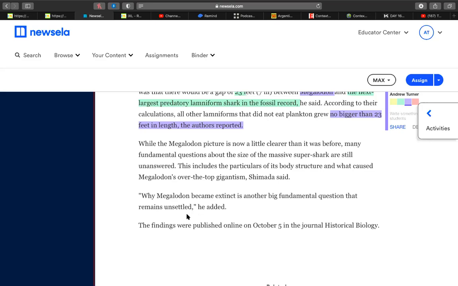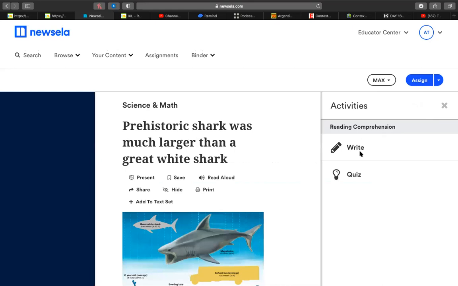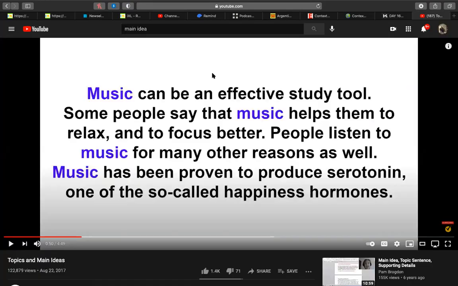Okay, so you would theoretically, am I frozen? You would theoretically finish, am I going in and out? You would finish these activities. There's a quiz and a writing section. And you would be able to use that other graphic organizer that I showed you. But we have a couple of minutes before we leave, so let's look at this.